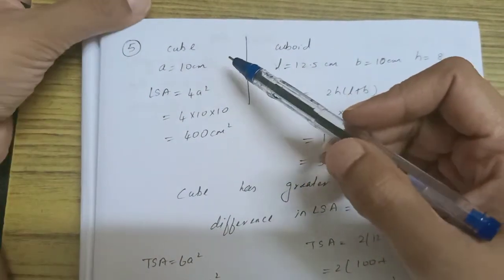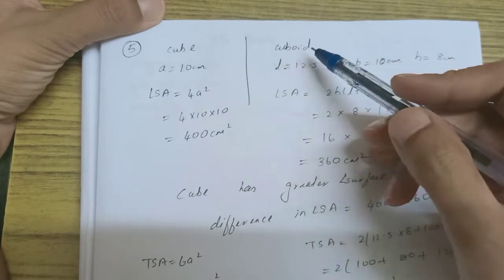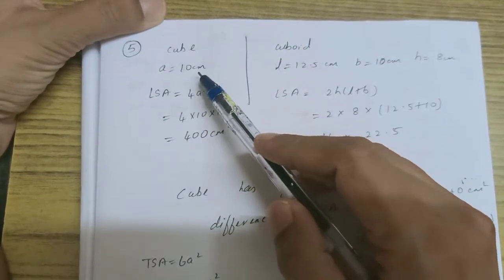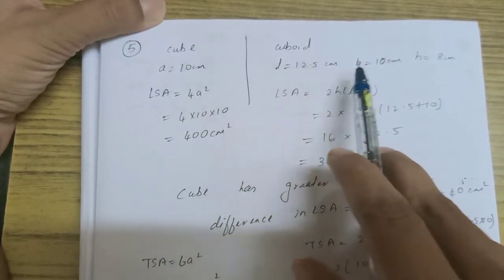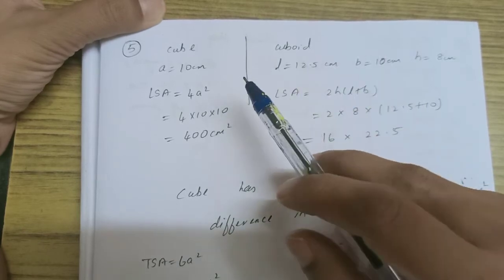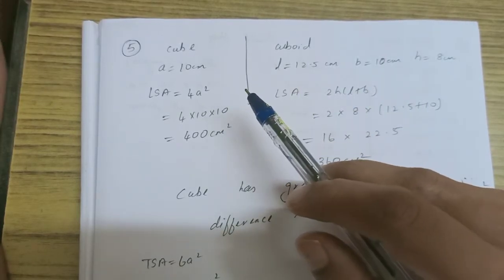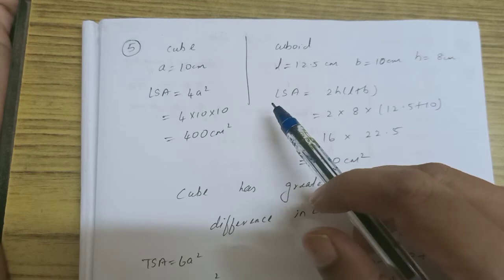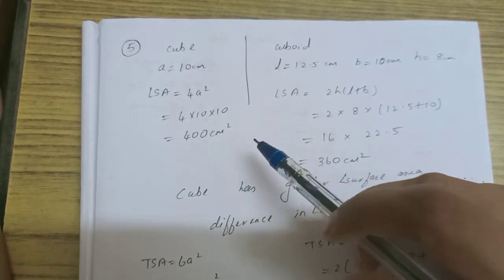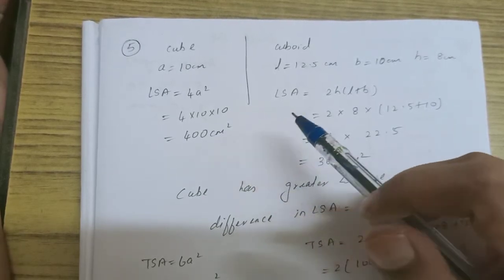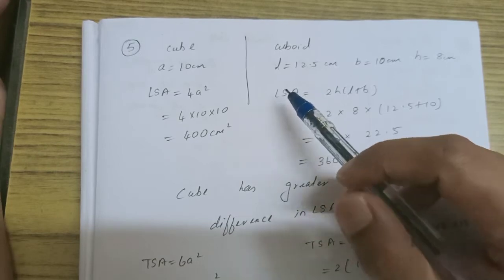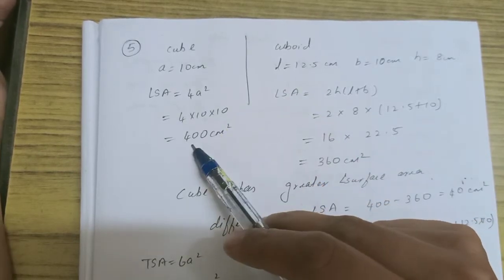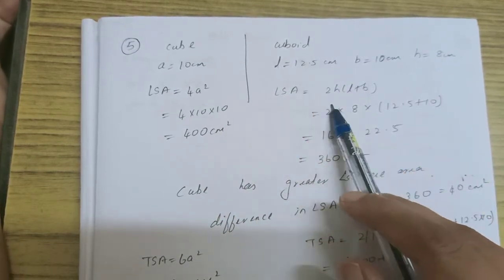In the next question, you are given a dimension of a cube and a cuboid. Cube has only one side, that is 10 cm, and for the cuboid LBH is given. You are asked to find two things. First, you are asked to find the LSA of the cube and LSA of the cuboid and see which is bigger. After that, you are asked to find the TSA of the cube and TSA of the cuboid and see which is bigger. So LSA of cube formula, LSA of cuboid formula.